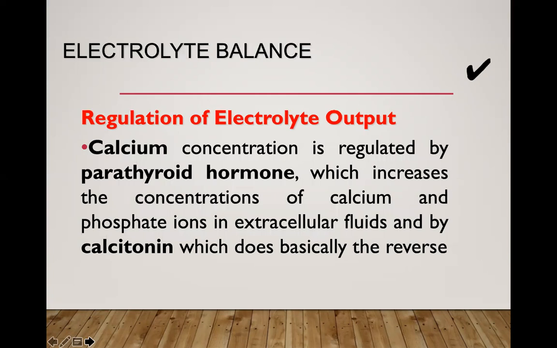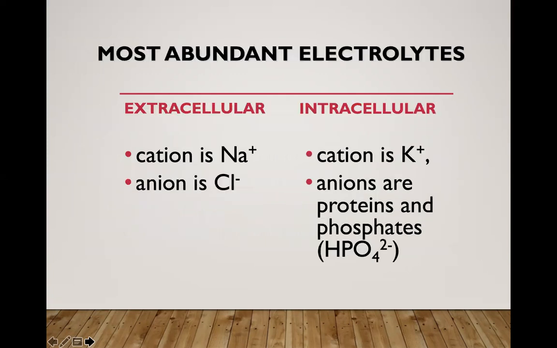For example, calcium concentration is regulated by parathyroid hormone, which increases the concentration of calcium as well as phosphates in the extracellular compartment. The other hormone which opposes the effect of parathyroid hormone is calcitonin, which basically does the opposite of that of the parathyroid hormone.